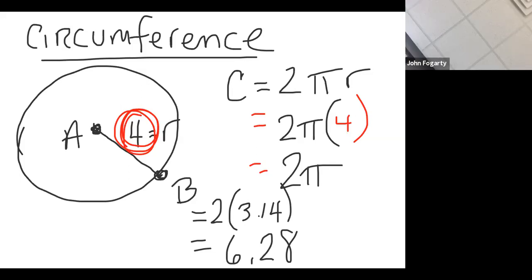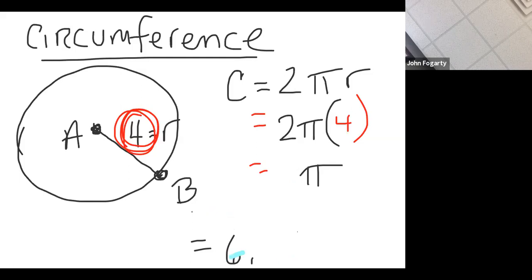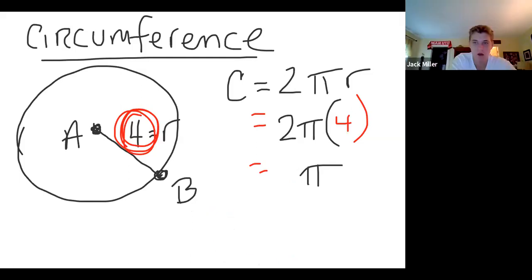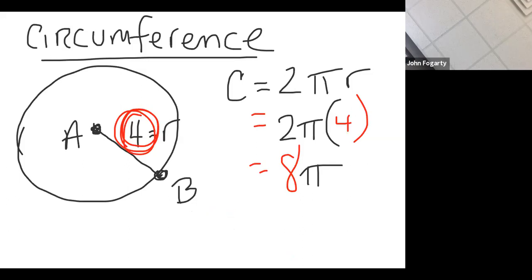I did that totally wrong, gents. Didn't I? What's 2 times 4? How did none of you see that? What's 2 times 4? 8. 8 pi. I put 2 pi. Not one of you corrected me. What's going on? So then I go 8 times 3.14. What do you get?